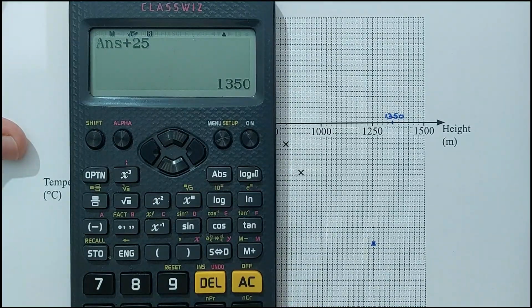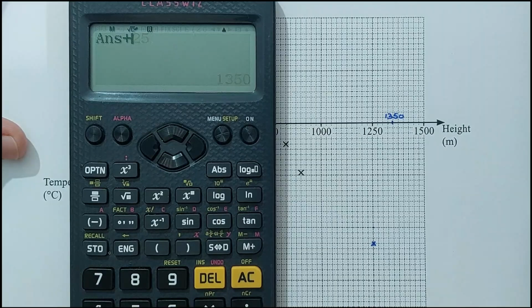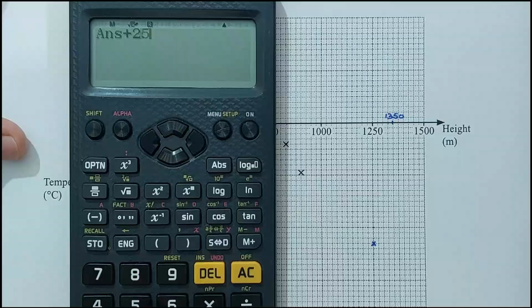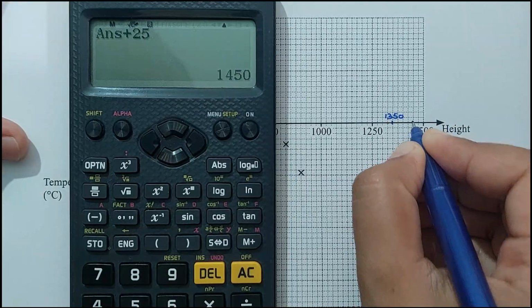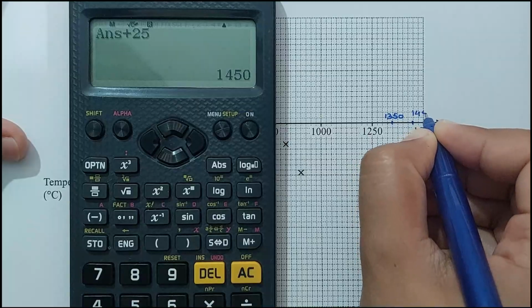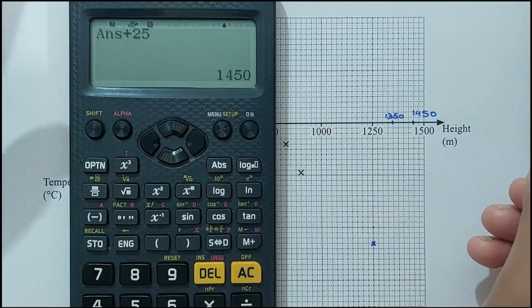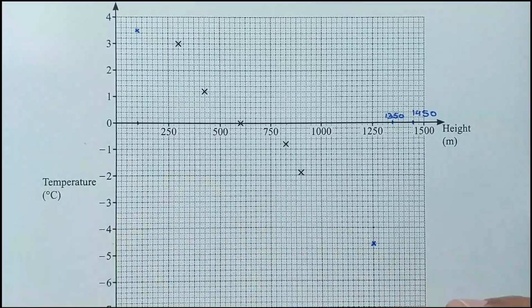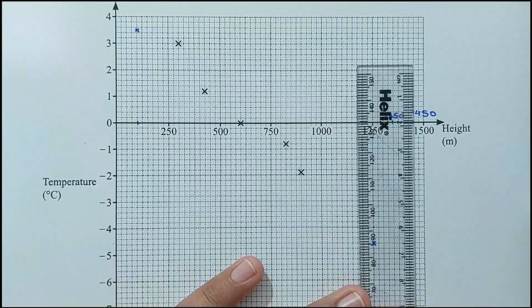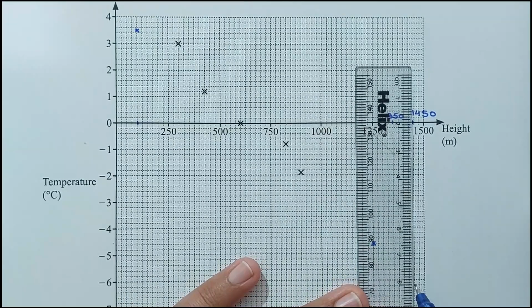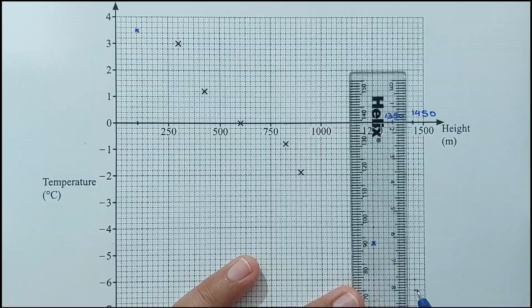Okay, so from 1250, add 25 for 1 time, 2 times, 3 times, 4 times, 5 times, 6 times, 7 times, and 8 times. So when I added 8 times, here we have 1450. So for 1450, negative 6.4, it is downward. This is negative 6, this is negative 6.4.